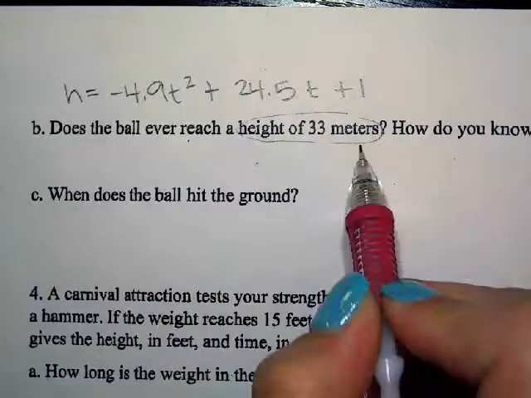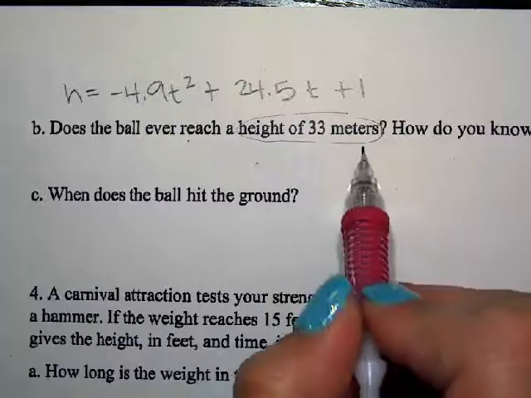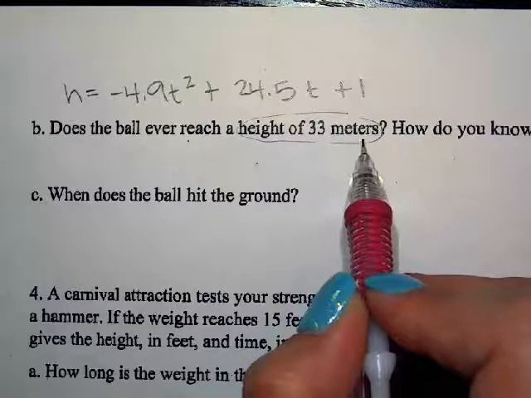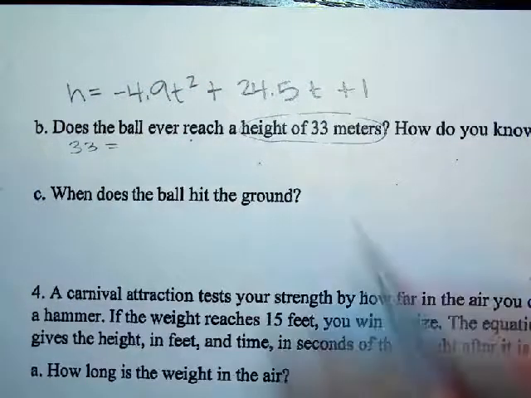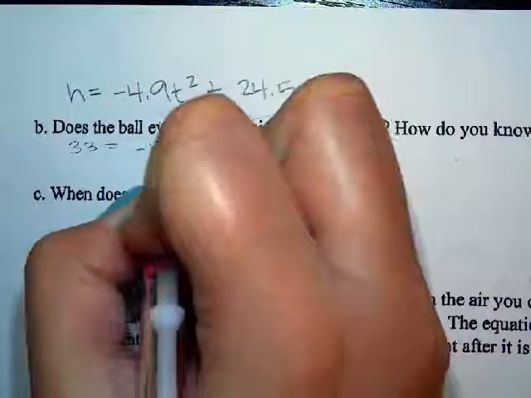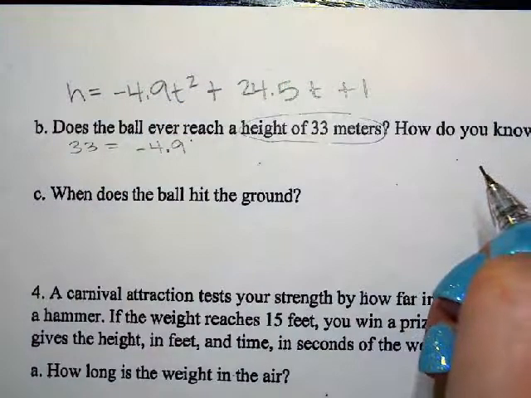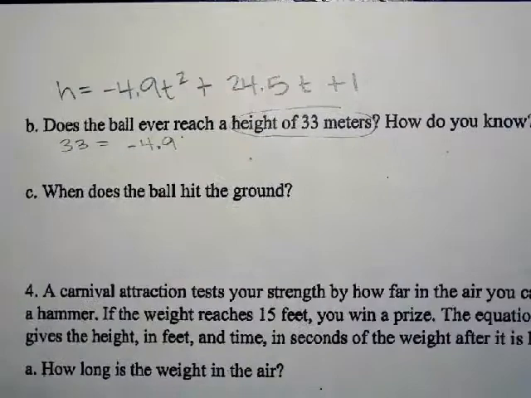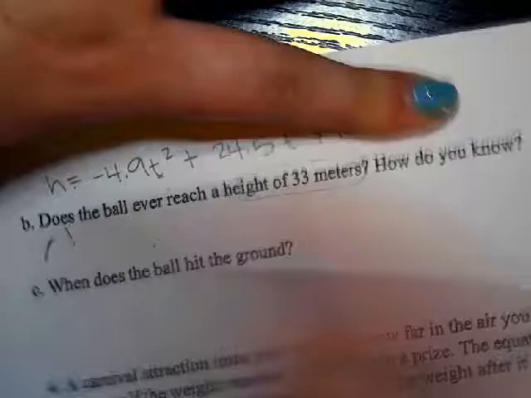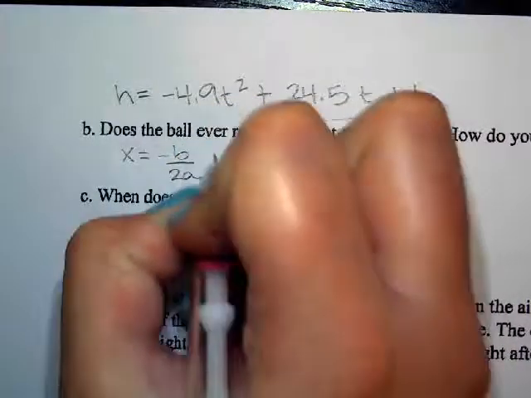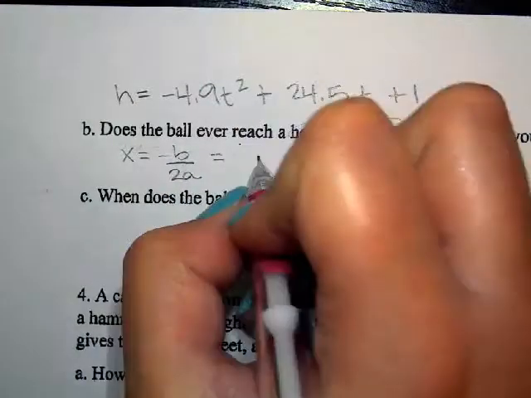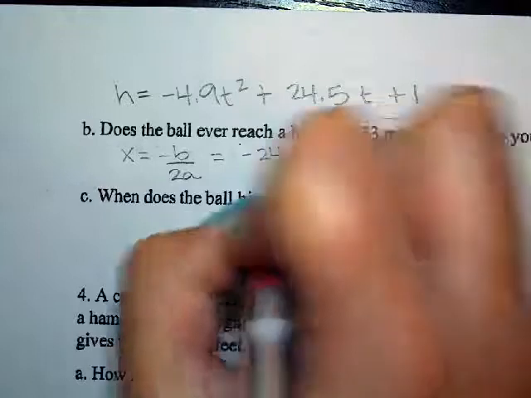negative 4.9. That's a great idea. Let's do that instead. Okay. How do I find the vertex? Equals negative 24.5 over 2 times negative 4.9. So this is going to be one of those ones where the x-coordinate of the vertex is not very nice, and we're going to have to store that whole number.